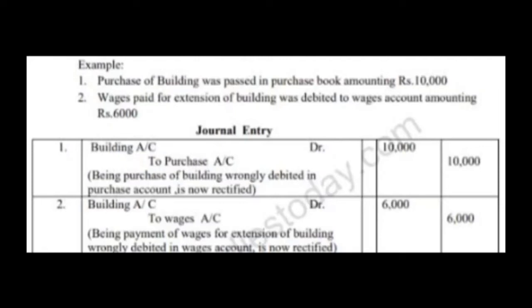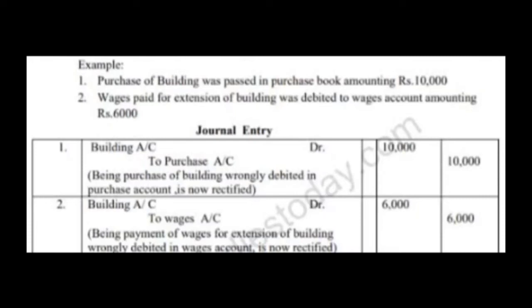So all you have to do is to reduce the purchase account and to post the building account on the part of purchases. So the purchase account shall be credited. For reducing it, you have to credit it, and the building account should have been debited. Now you have to debit the building account. Then wages paid for extension of building was debited to wages account.